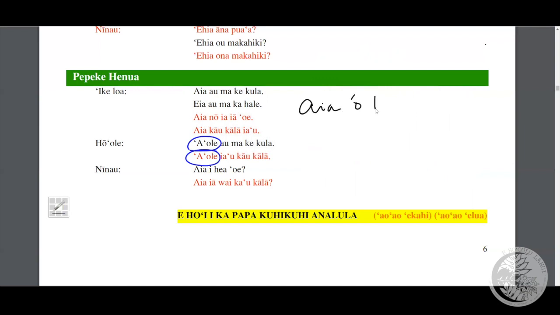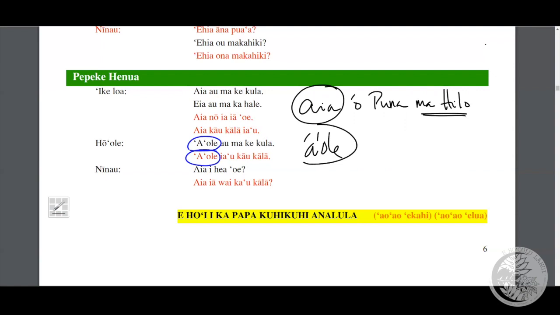aia ʻo Puna ma Hilo, yeah, aia ʻo Puna ma Hilo, that Puna is in Hilo, located in Hilo. And I wanted to say the opposite, of course. Not that it's located in Hilo, but Puna is not located in Hilo. Pretty simple, all we do is replace aia with ʻaʻole. So the expression ʻaʻole ʻo Puna ma Hilo is in fact the negative of the Pepeke Henua.